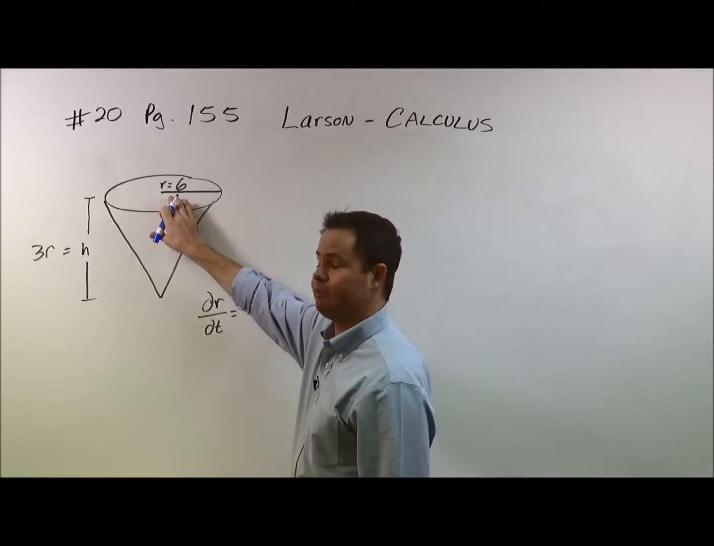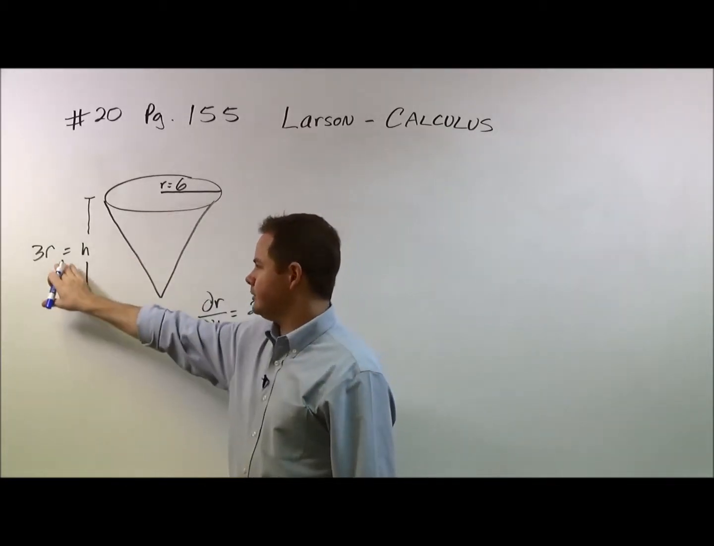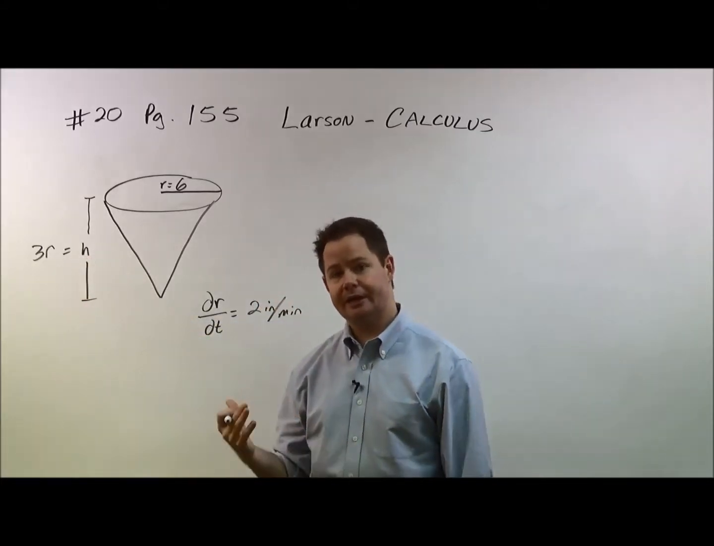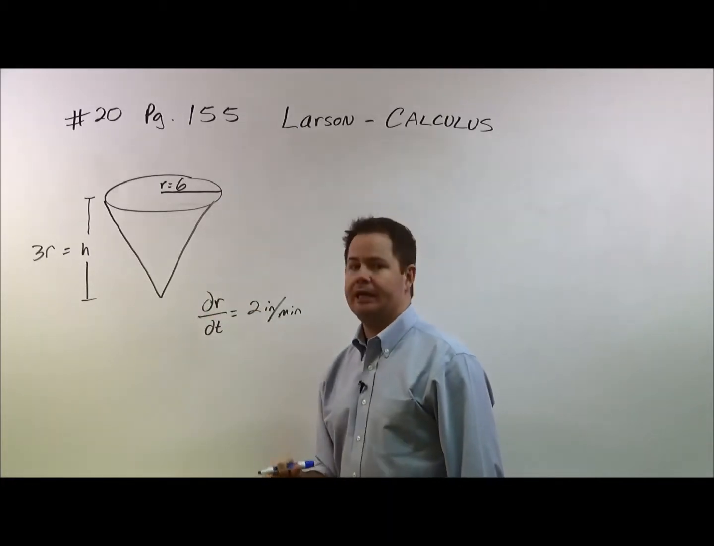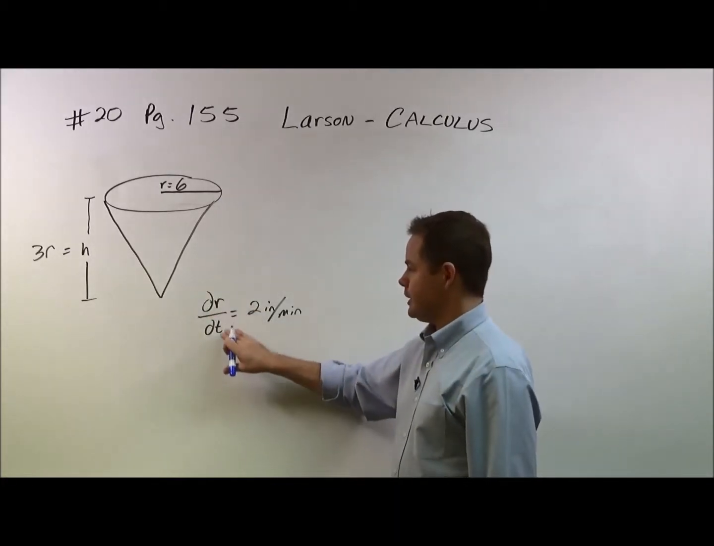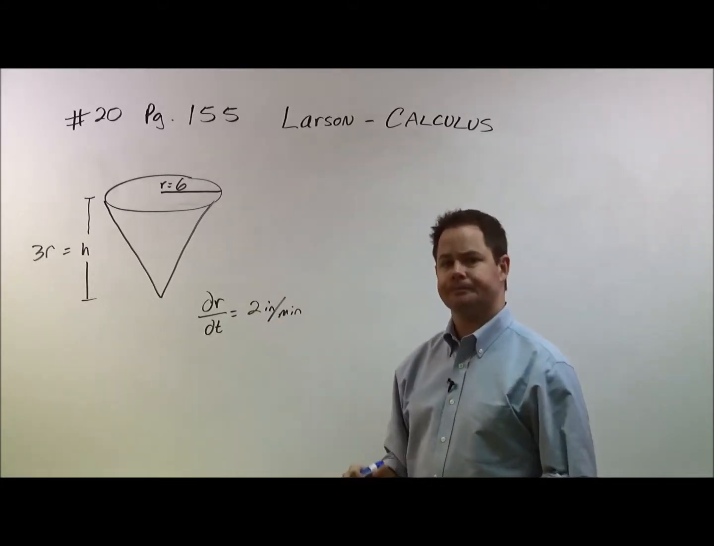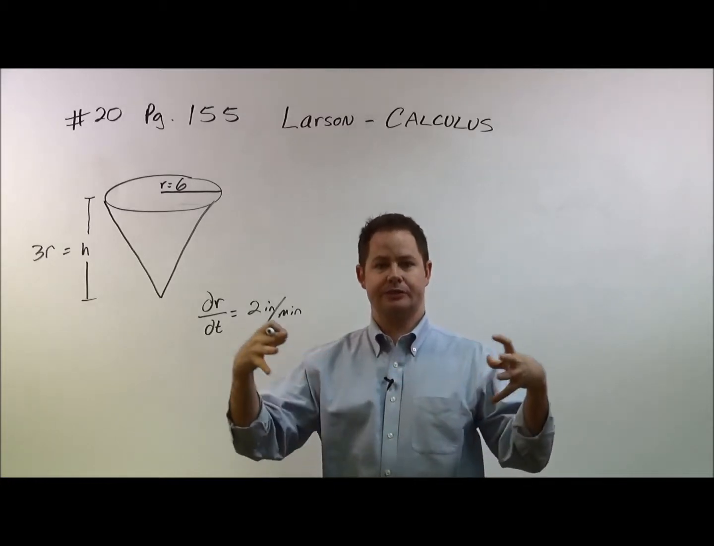So for right now, in our picture, they tell us in part A of the question, they want to know what's happening when the radius is 6. So we've got a radius of 6. They tell us in the problem that 3r equals h, which means that the height is going to be 3 times the radius for this particular cone. And they tell us the change in radius over time is 2 inches per minute. So that's how fast our cone is increasing in size. That's how fast the radius is growing.